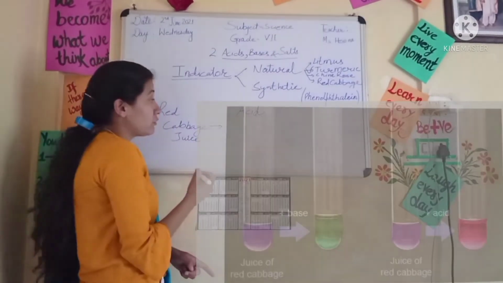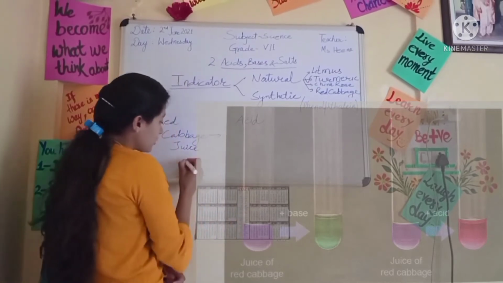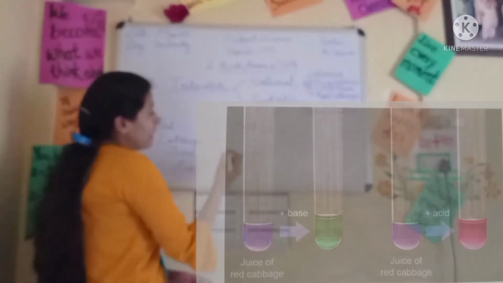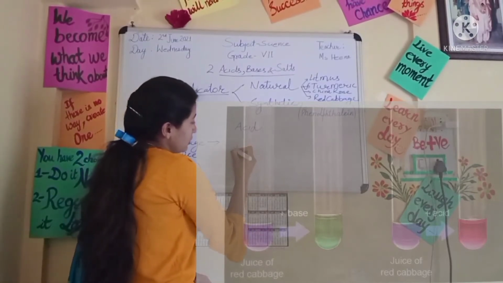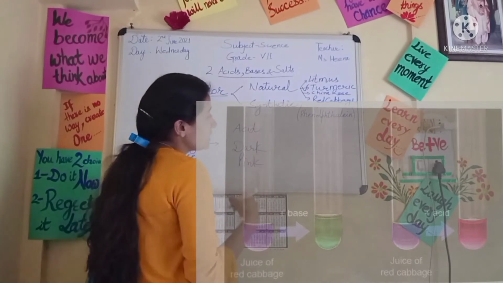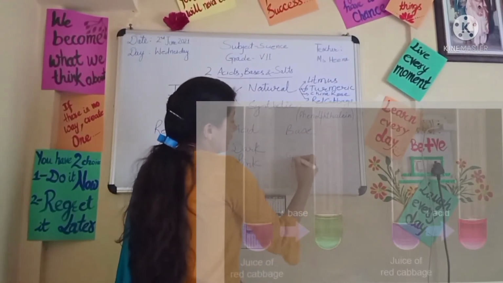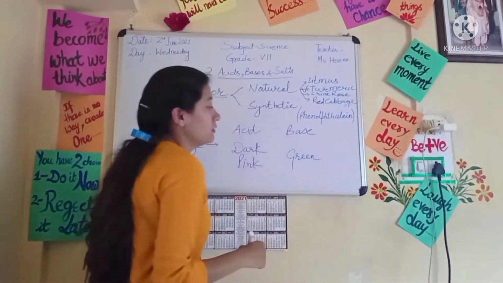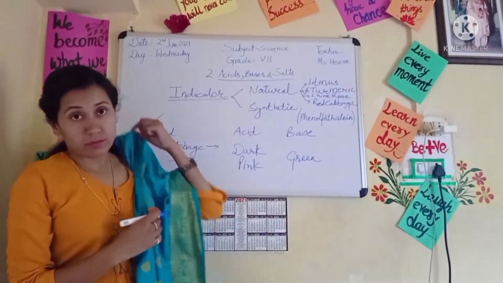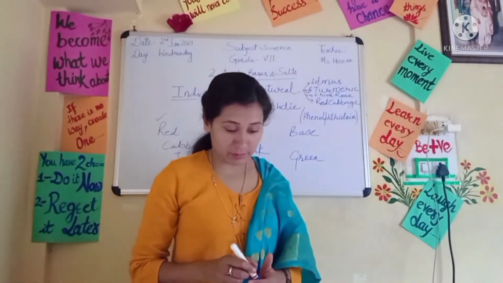In red cabbage juice, what will happen? Acids will turn dark pink, because the red cabbage juice is pinkish, light pink in color, and it will turn dark pink or magenta, we can say. And similarly, a base will change into green color. This will be the same in red cabbage and China rose. Acid will turn pink and base will turn light green.